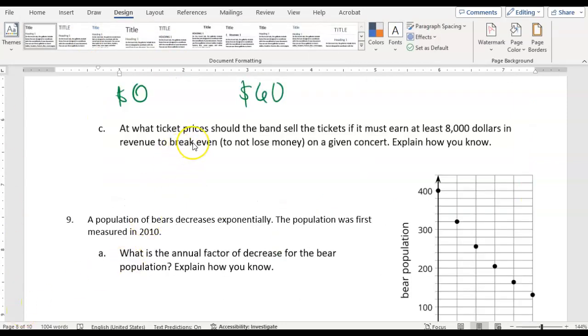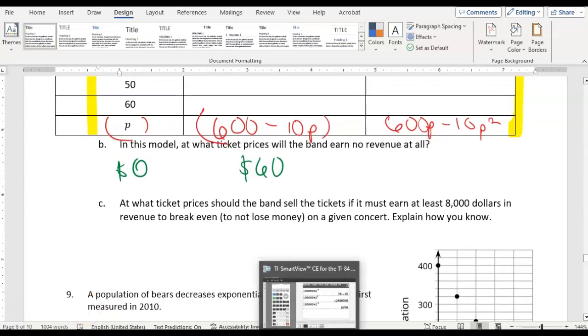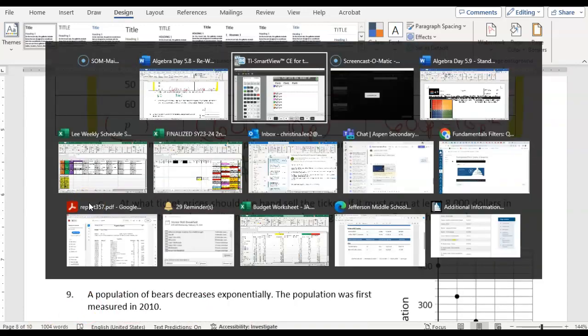And then it says, at what ticket prices should the band sell the tickets if it must earn at least $8,000 in revenue to break even, to not lose money on the given concert? Explain how you know. So let's go ahead and take a look at our graph. So let's shift over to our calculator.